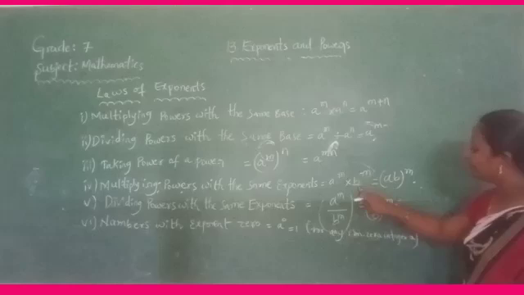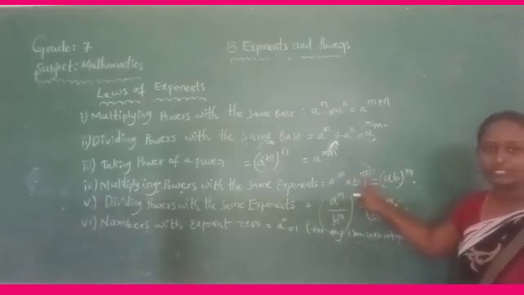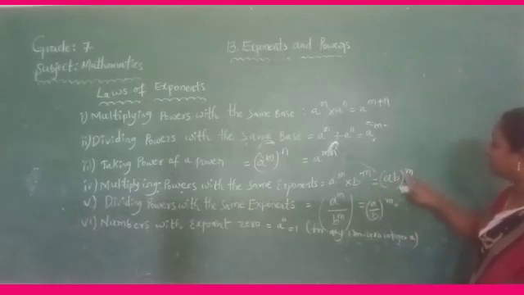So the bases are different, the exponents are the same, which means for the two bases this m is the common one. That's why I have written it like this, ab whole to the power of m.